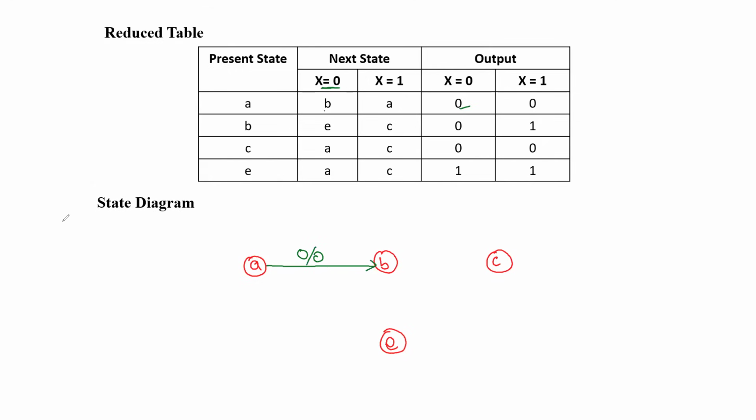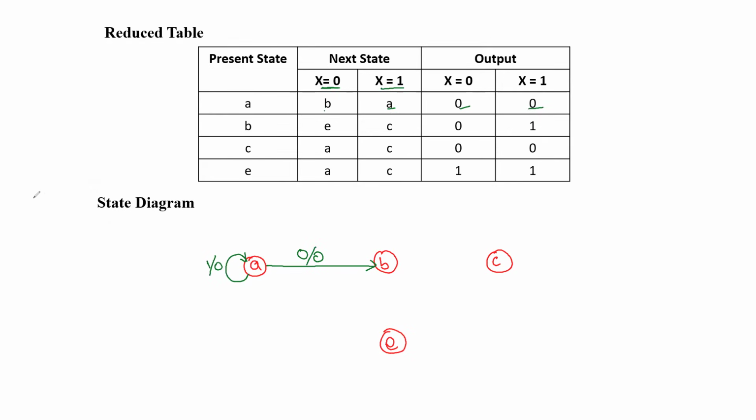Again, we'll try to move from A, since it's not completed. Another value is when X is 1. For that, next state is A itself. So we are in the self state. What is the condition here? Input is 1, corresponding output is 0. So that we have to write here 1 over 0.